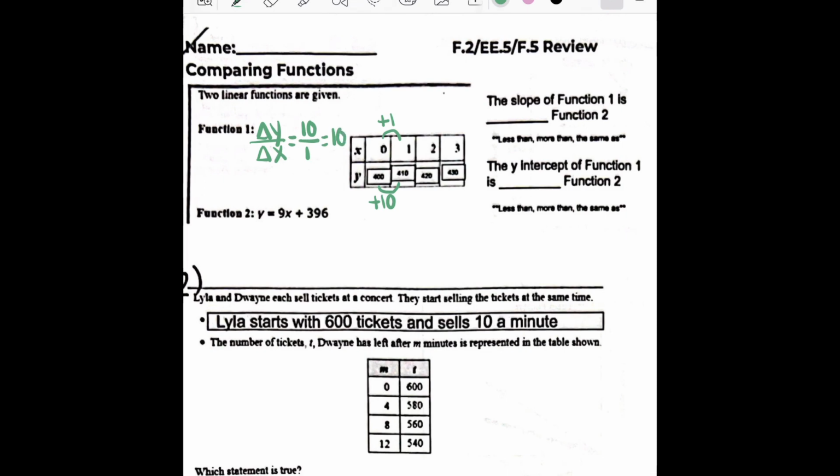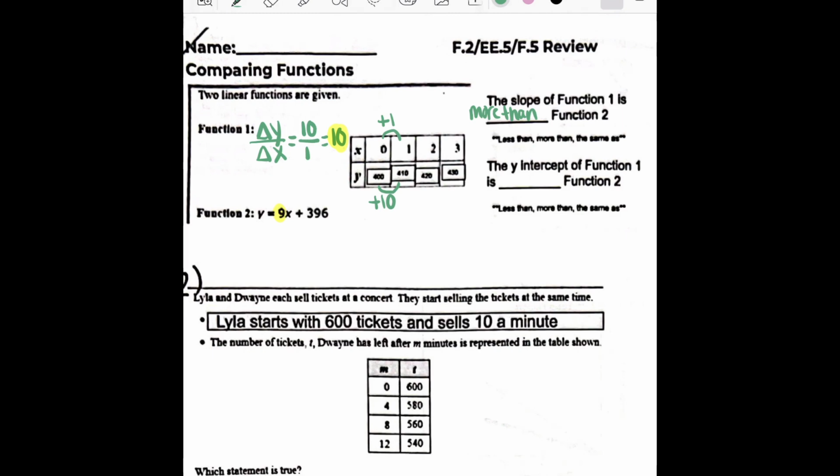For our function 2, it's actually really easy. You look at your equation, you figure out your m, which is 9. So we're comparing 10 and 9. So in function 1, 10 is more than 9, so that means you are going to fill in "more than" in the blank.